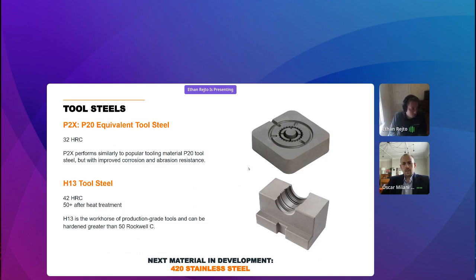The next material we're going to be releasing is a 420 stainless steel. That's a very interesting material because it's a high hardness stainless, which is really good for corrosion. It's also really good for the medical device industry, which we do a lot of work with, because of their ability to sanitize it and its corrosion resistance. They're very, very interested in the stainless steel. So that's the next material on our roadmap.